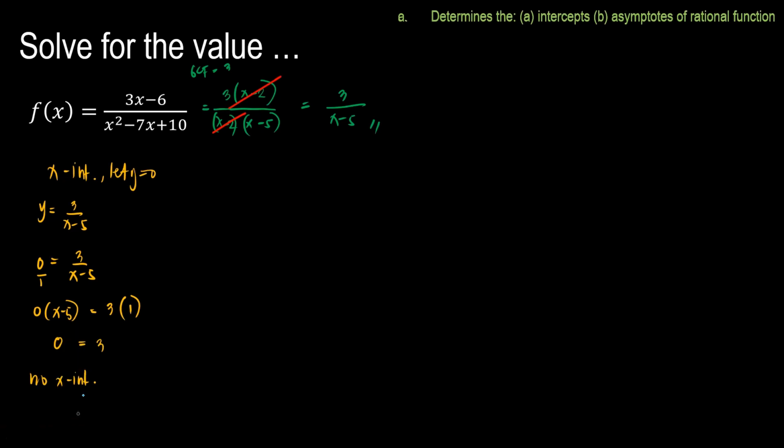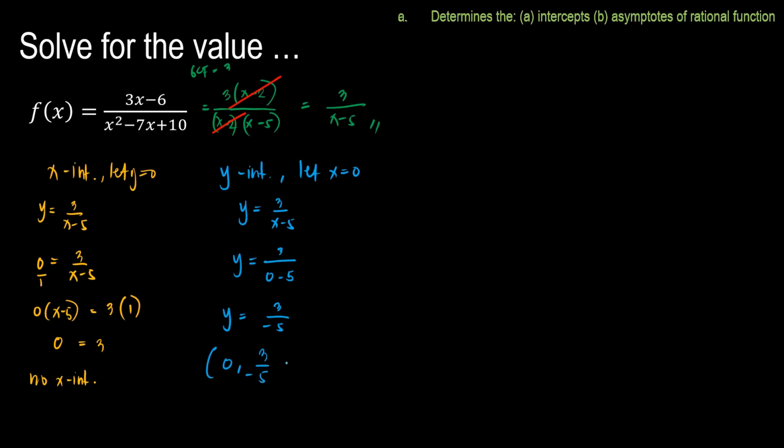Okay, let's have the y-intercept. So, for us to get the y-intercept, we're going to let x is equal to 0. So, we have y is equal to 3 all over x minus 5. Substitute si 0 kay x, so 0 minus 5. Y is equal to 3 all over negative 5. So, therefore, given that x is equal to 0, our y-intercept is 3 all over negative 5.